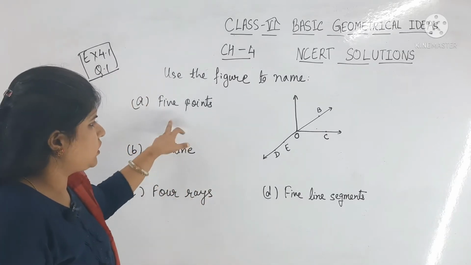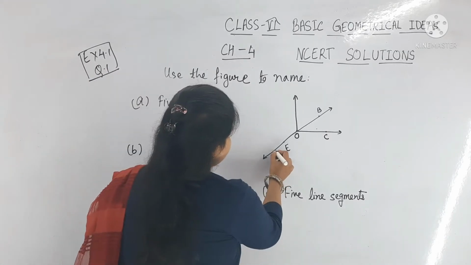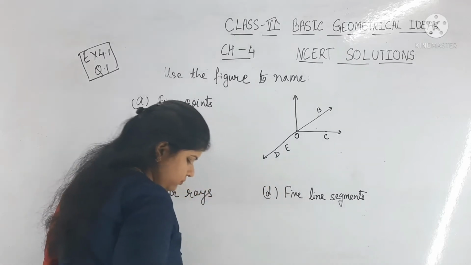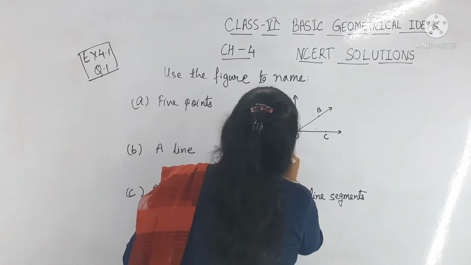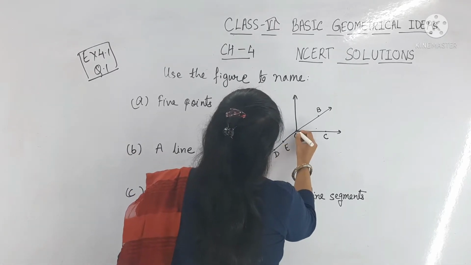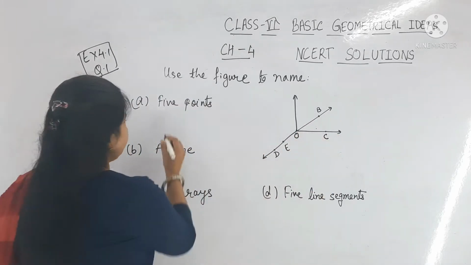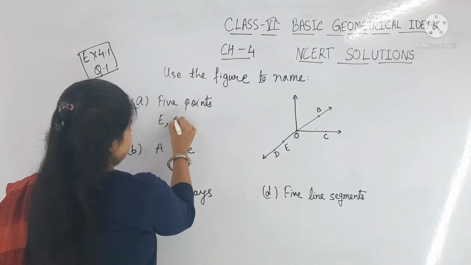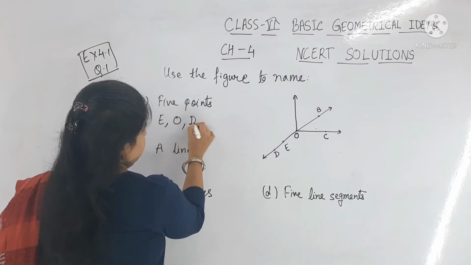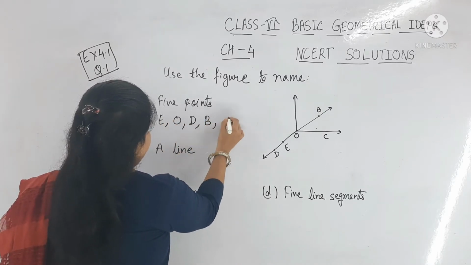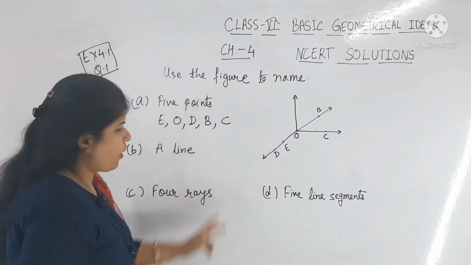So, 5 points. Here you can see the points: D, E, O, B and C. These are points. So you have to write like this: E, O, D, B and C are the 5 points.